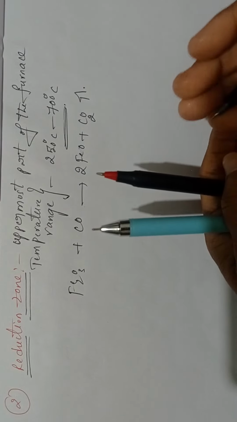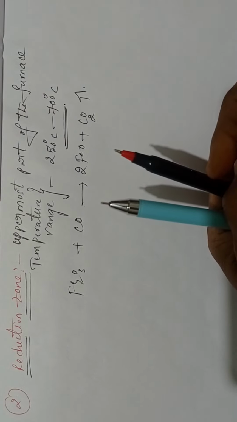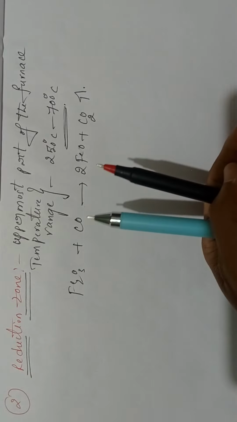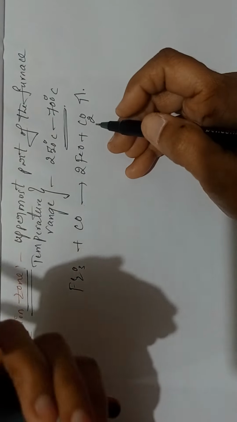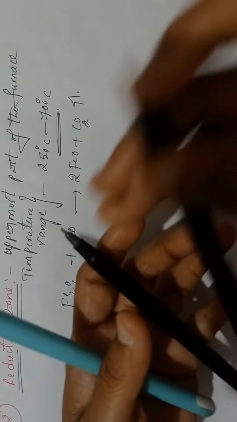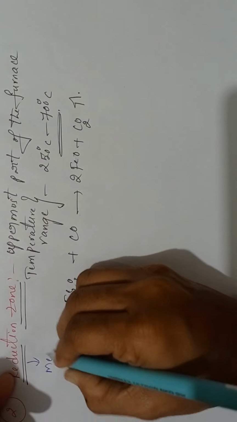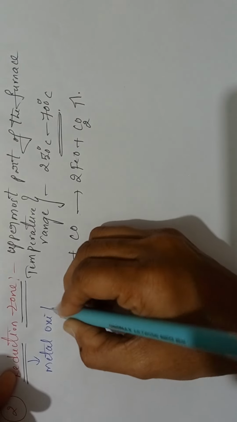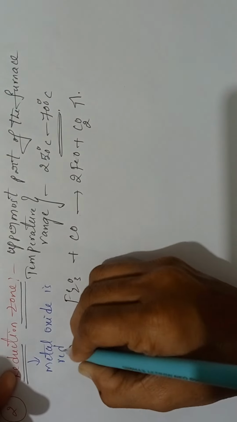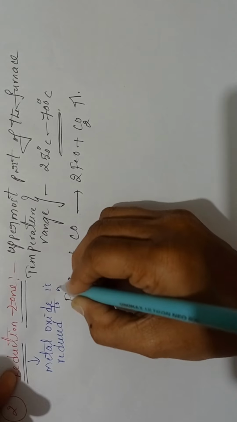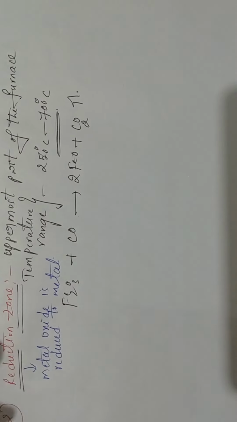So in the reduction zone, students, what will happen? Metal oxide is reduced to metal. That is the main thing here. In this reduction zone, metal oxide is reduced to metal. Clear? Reduced to metal.